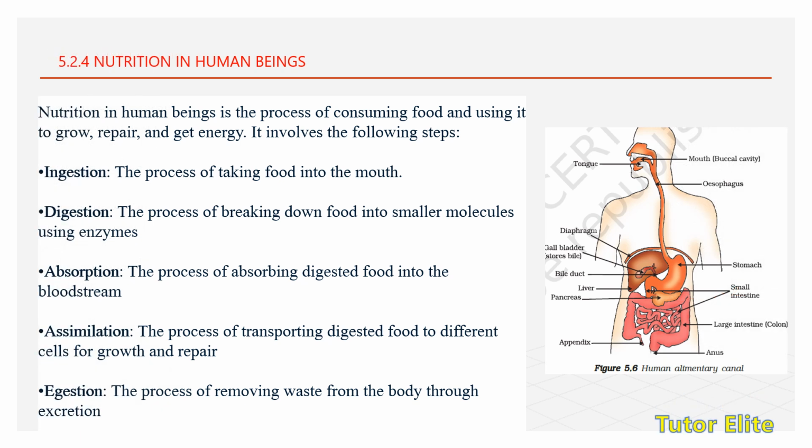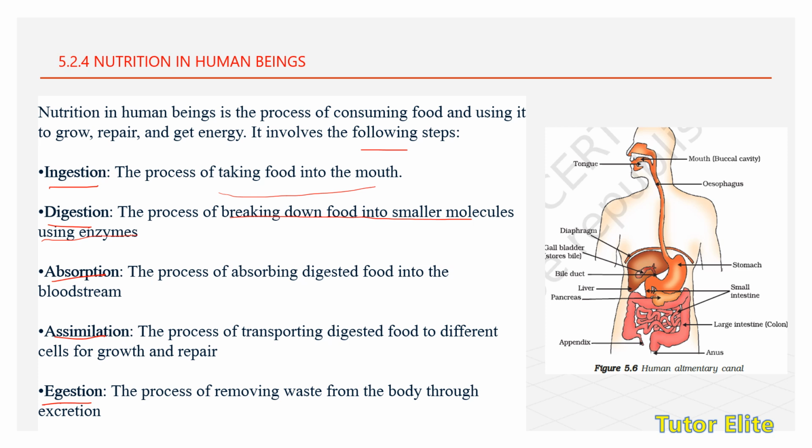Now nutrition in human beings. That was in unicellular organisms, this is multicellular. Nutrition in human beings is a process of consuming food and using it to grow, repair and get energy. It involves steps like ingestion, digestion, absorption, assimilation and egestion. What is ingestion? Taking food into the mouth. What is digestion? Breaking down of food into smaller molecules using enzymes.